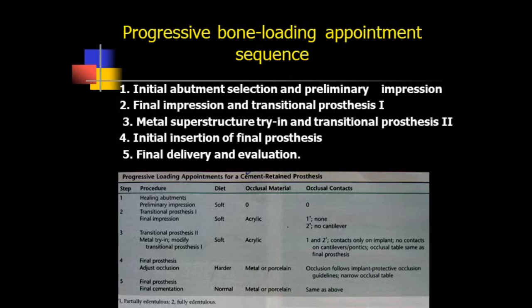The next step is final impression and transitional prosthesis, where the appropriate abutment is selected and the dentist threads the abutment for cement retention into position. And then the final impression is taken along with centric occlusal registration or face bow record along with the protrusive and check bites. And then the third step is metal superstructure try-in and transitional prosthesis 2. The fourth step is initial insertion of the final prosthesis, and finally the final delivery and evaluation.